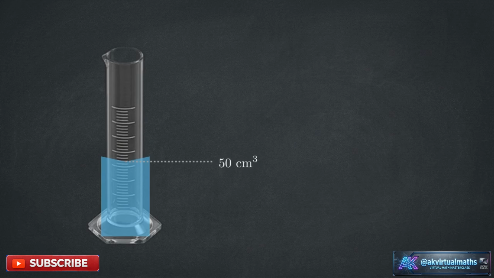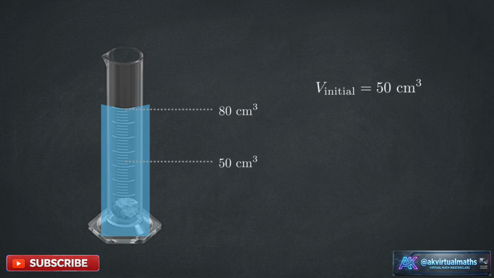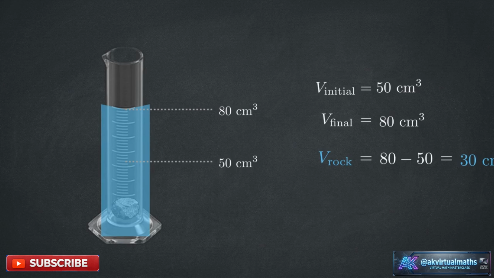First, we fill the cylinder with a baseline amount of water and record the starting level. When we drop the rock in, it pushes the water out of the way and the water level rises. To find the exact volume of the rock, we subtract our initial volume reading from this new, higher reading.